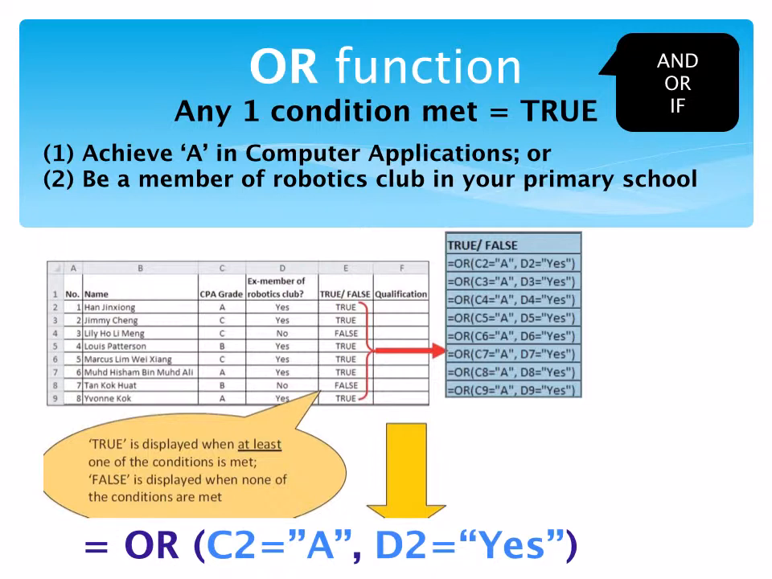For example, student 1 Han Jinxiang scores A in CPA and was a member of the robotics club. He met 2 conditions. He qualifies. Our next example, student 2 Jimmy Cheng scores a B in CPA and was a member of the robotics club. He met only 1 condition. Since he met one of the 2 conditions, Jimmy qualifies. Student 3, Lily Ho did not meet both conditions. She does not qualify. It is easy. Can the or function take more than 2 conditions? The answer is yes. There can be 2 or more conditions. As long as one of the conditions is met, the or function will return a true.